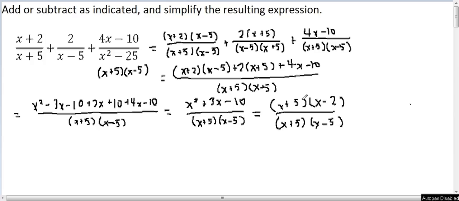So we have x plus 5 and x plus 5. They both appear in the numerator and denominator once each, so we can cancel them out. And we'll be left with x minus 2 divided by x minus 5.